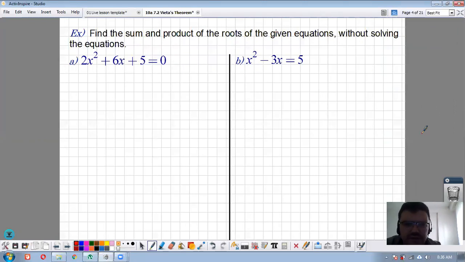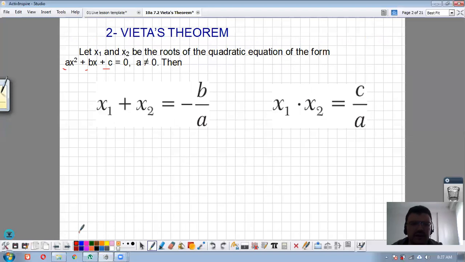So now in the first example, can you tell me what is the a number in here? 2. Okay, thanks. What about the b number? 6. What about the c number? 5. So first we make it clear what these a, b, c numbers are, then find the sum and product of the roots. So the sum of the roots, x1 plus x2. Let's remember the formula: x1 plus x2 is equal to minus b over a, and their product is c over a.